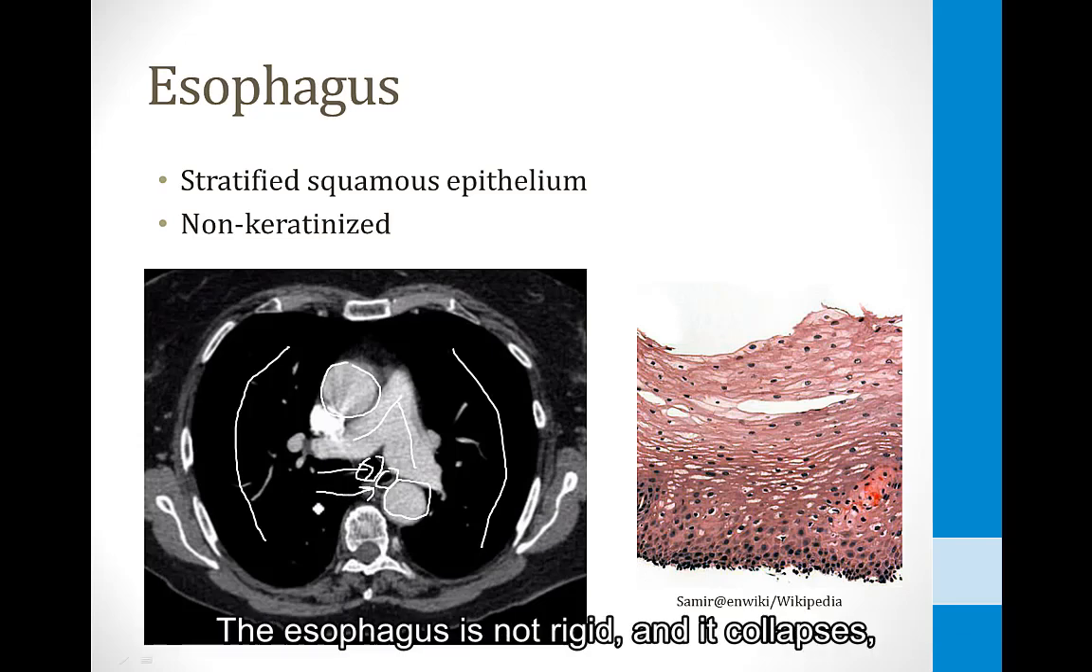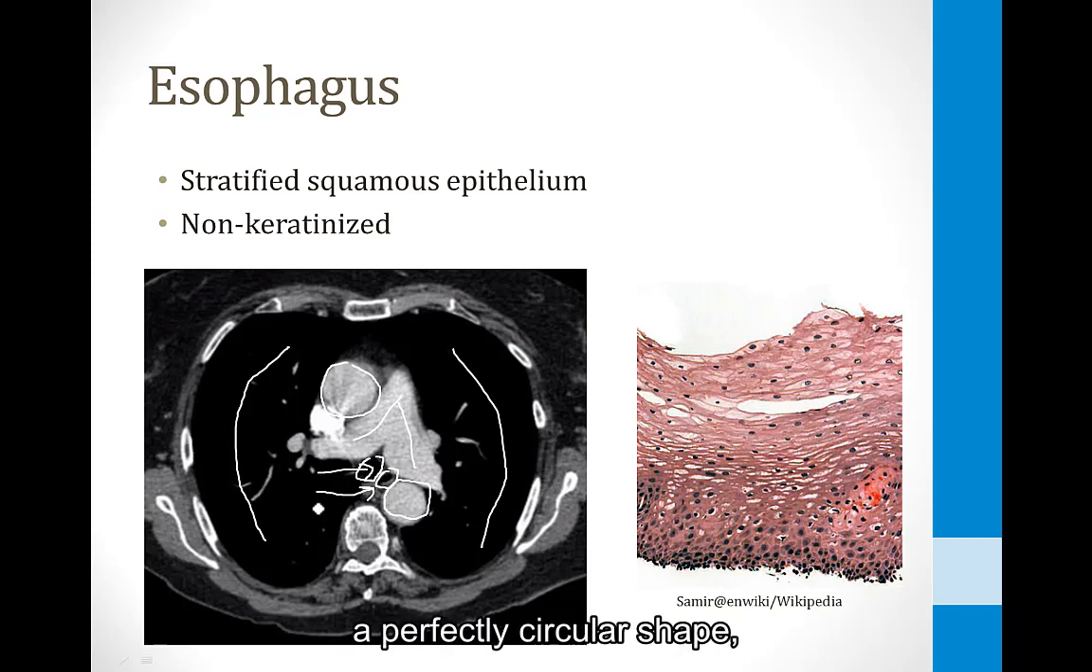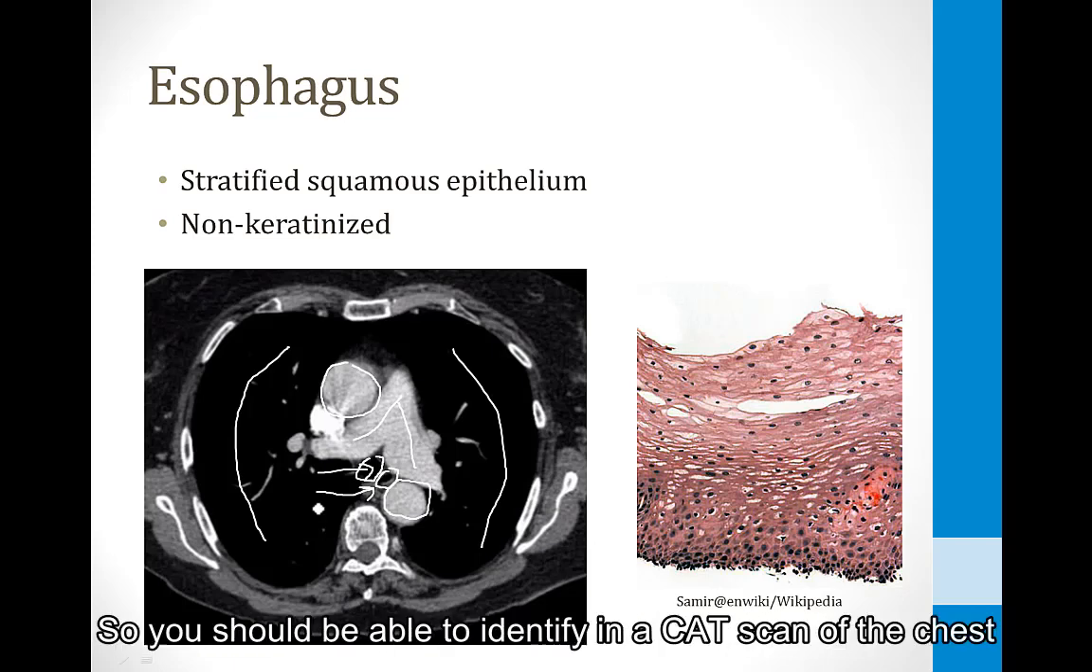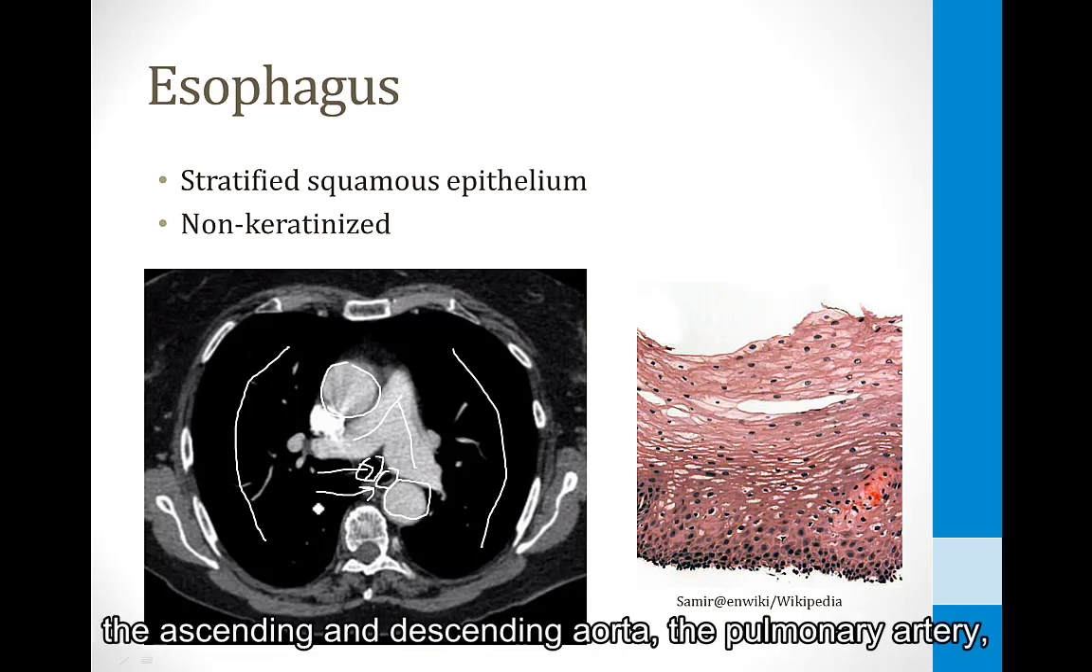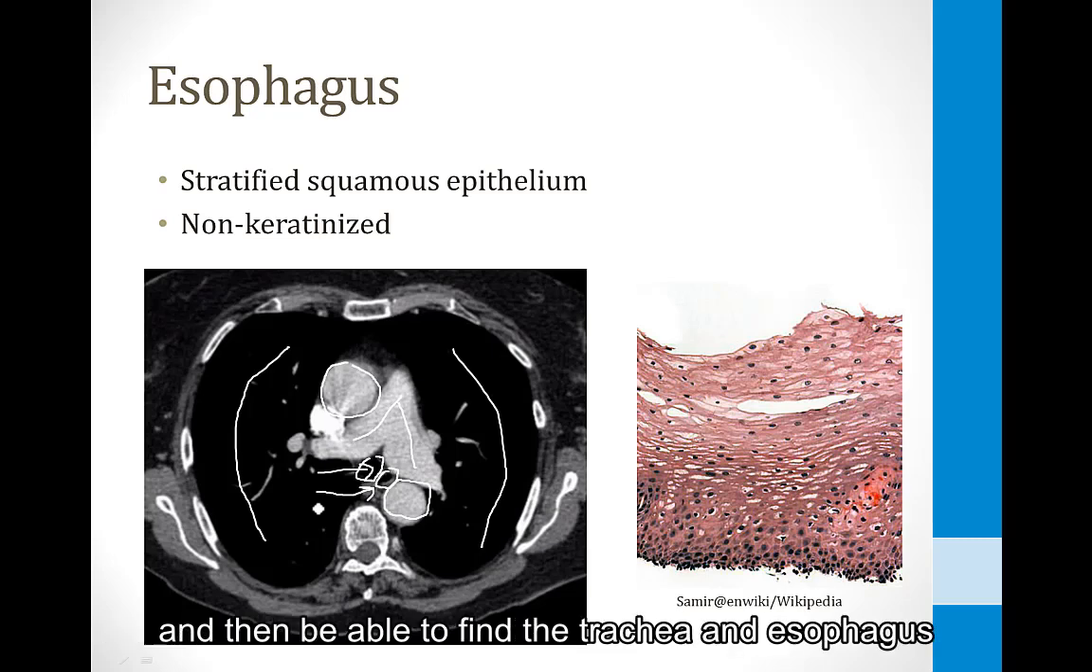The esophagus is not rigid and it collapses, and therefore it usually doesn't have a perfectly circular shape. So you should be able to identify in a CAT scan of the chest the ascending and descending aorta, the pulmonary artery, and then be able to find the trachea and the esophagus right behind those vascular structures.